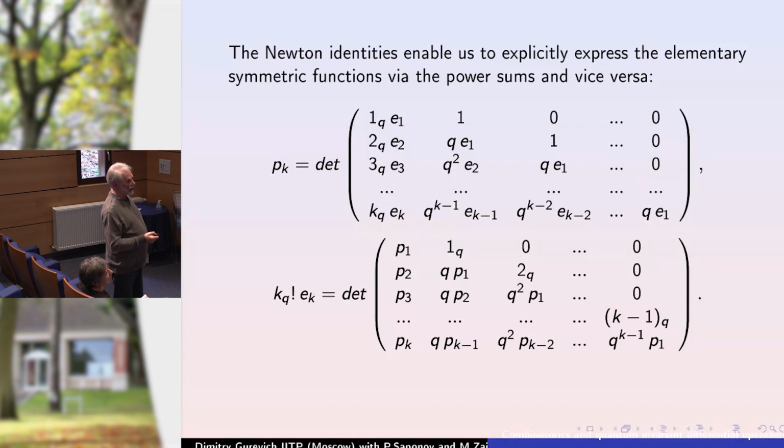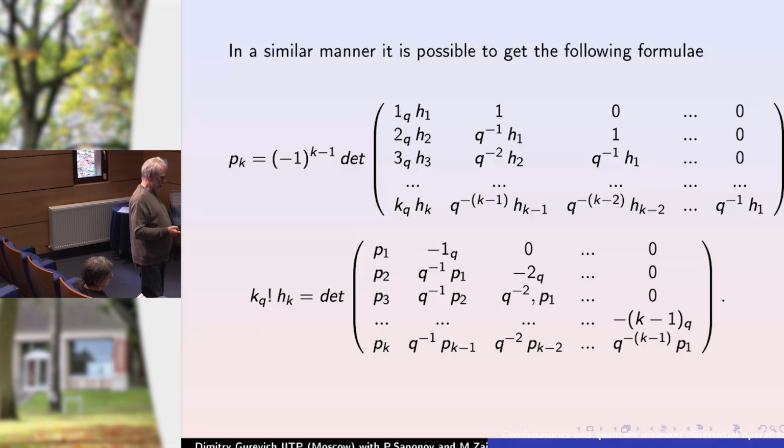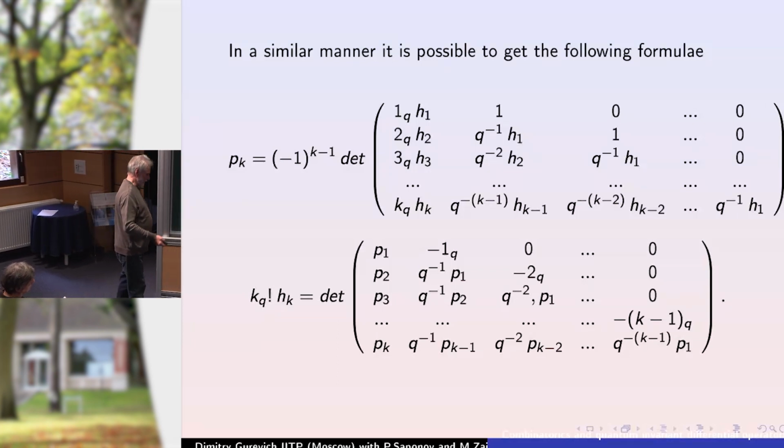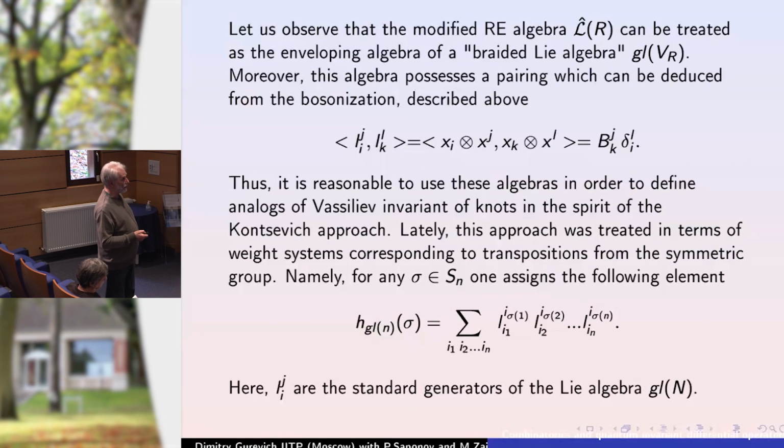So you see, in our Q situation, we have the following formula, which coincides with the formula from the book by MacDonald for Q equal to 1. So it's possible to express one family through the other one. And here is something similar, but instead of elementary symmetric functions, we have full symmetric functions. And the two families, elementary and full symmetric functions, are particular cases of Schur symmetric functions.